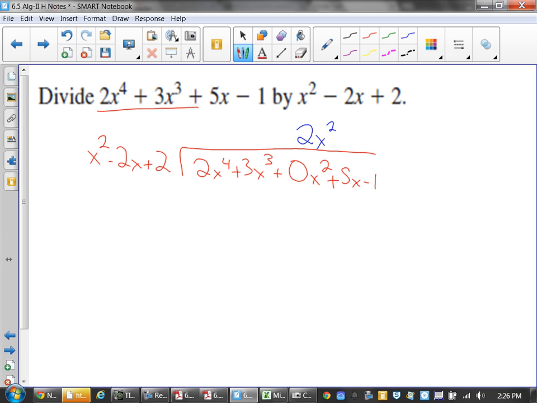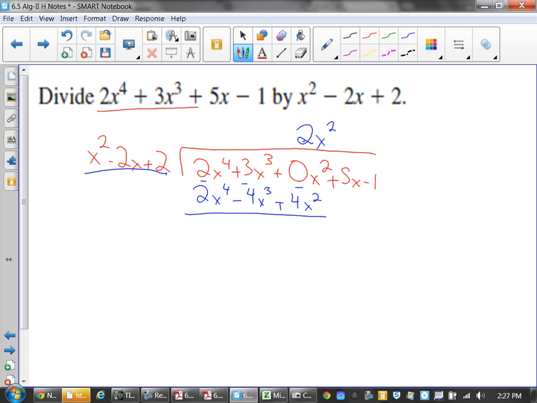The other reason that I put a placeholder in is notice on the outside, the divisor has 3 terms, which means that when I distribute whatever I'm dividing by, it should have 3 terms. That placeholder allows me to have a spot for it. So distribute your 2x squared to all 3 of these. We get 2x to the 4th minus 4x cubed plus 4x squared. And I'm subtracting each piece.